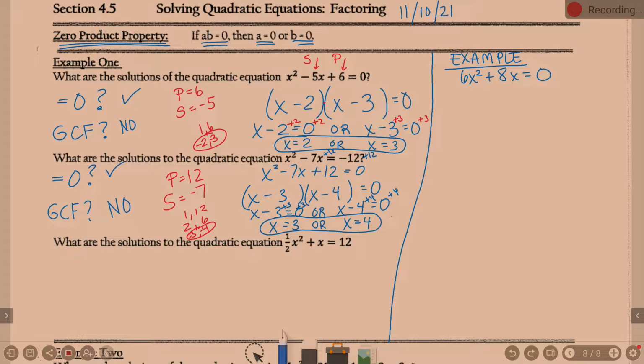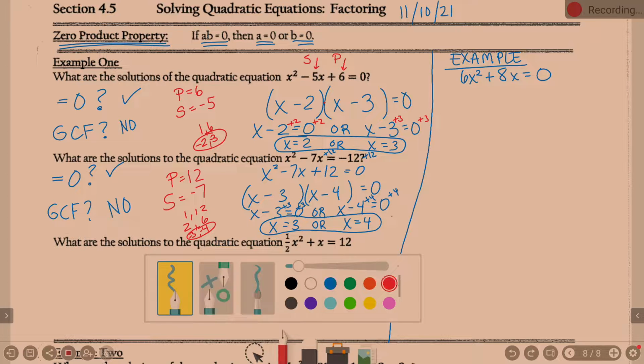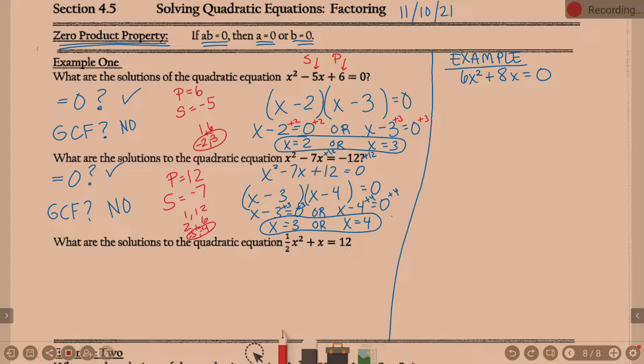Is there a GCF? Yeah. X. Oh, there is? X. 2x. Oh. Is that maybe part of the reason Mrs. Sargent put this one up here? I don't know. Maybe. Probably not. Okay. GCF.